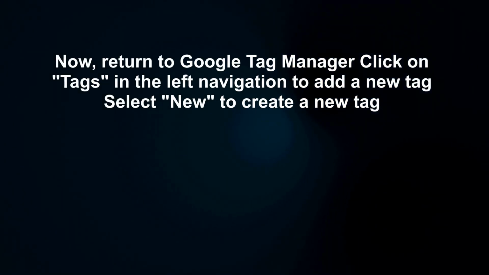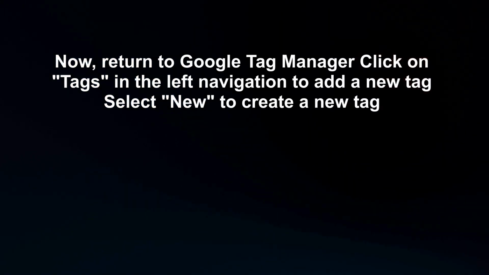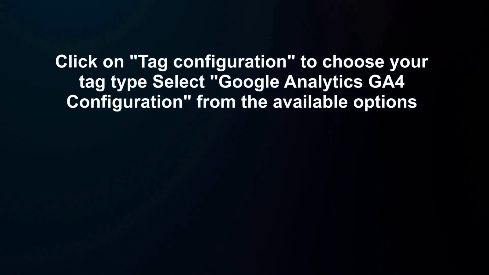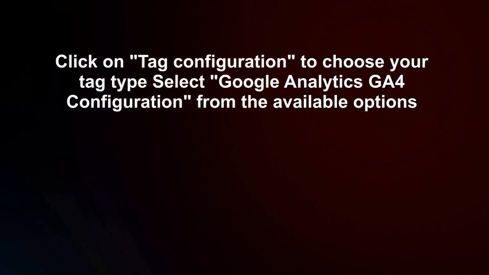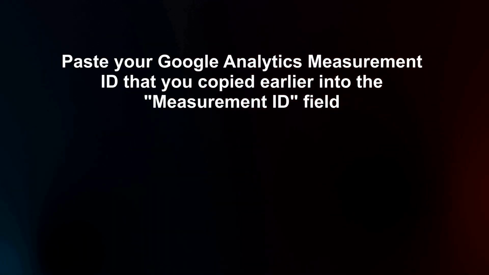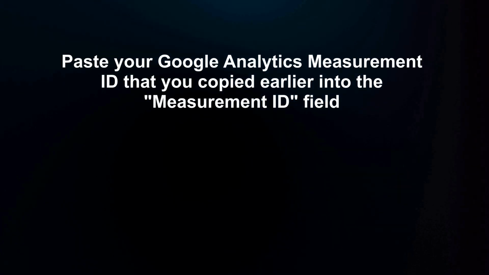Now, return to Google Tag Manager. Click on Tags in the left navigation to add a new tag. Select New to create a new tag. Click on Tag Configuration to choose your tag type. Select Google Analytics GA4 Configuration from the available options. Paste your Google Analytics measurement ID that you copied earlier into the measurement ID field.